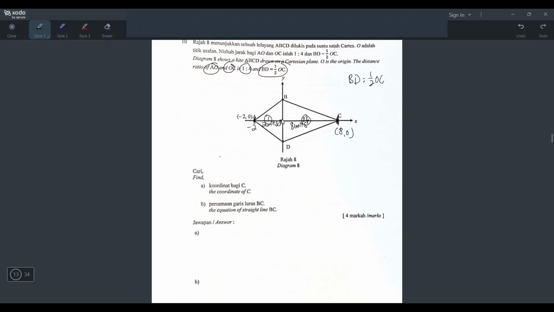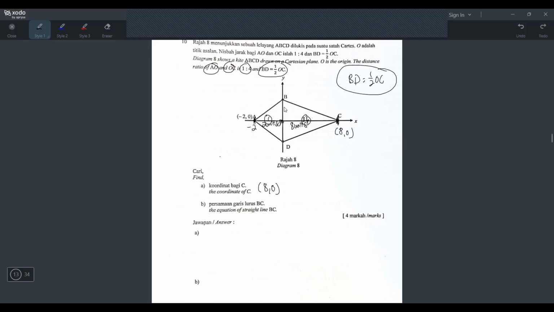Okay, not -8, because it's to the right, so 8. So for A, the answer is 8, 0. And it's done already. Okay, it means we will use the ratio. It means for B, definitely I'll be using this information already, because for A, I didn't use this yet. So for B, definitely I'll be using this.